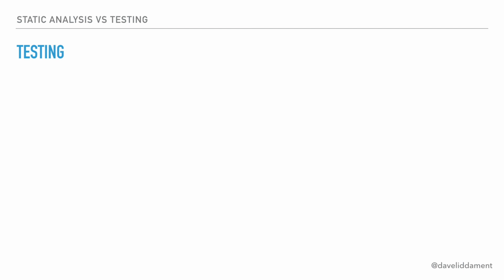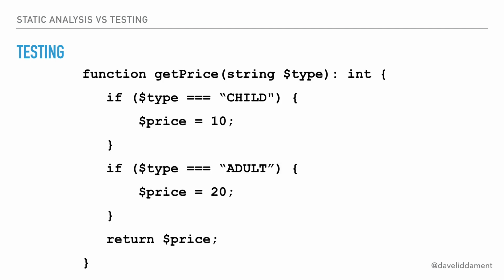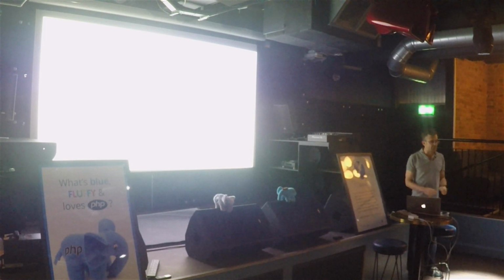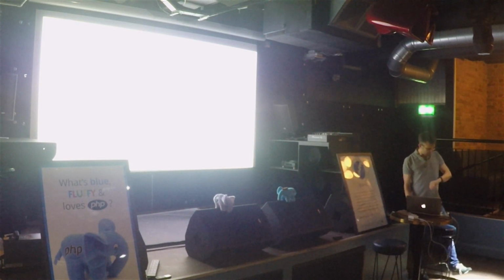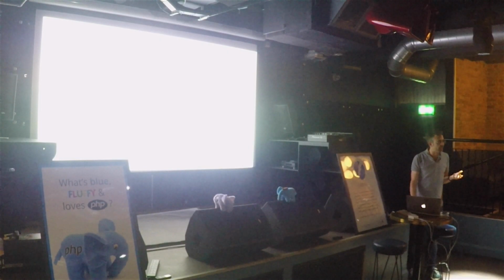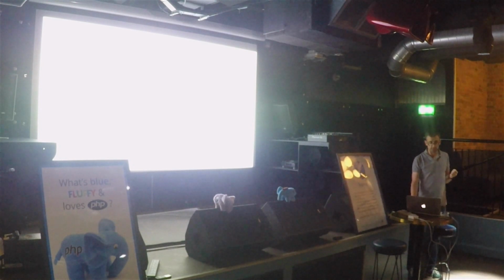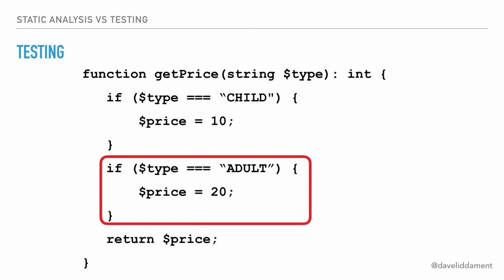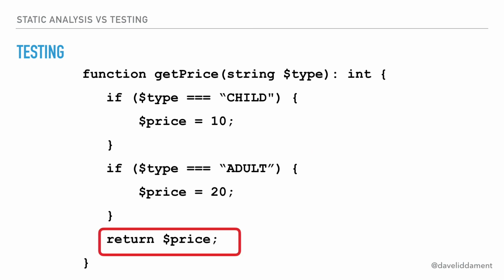Now testing is slightly different. So imagine we had this relatively simple bit of code. I make no excuses for the simple code, it's got to fit on the slide and it's got to be something simple that we can all process at 8:30 on a Thursday night. So it's pretty simple. We've got this function getPrice. It takes a type and it's going to return an integer, presumably the price. If the type is child, we set price to 10. If the type is adult, we set price to 20. And then finally, we return the price.